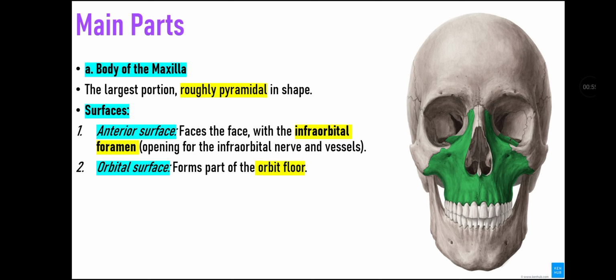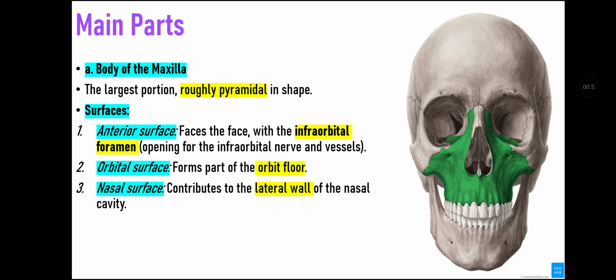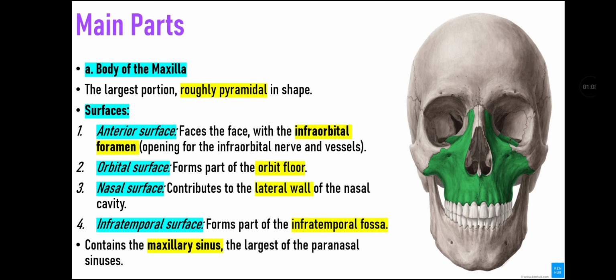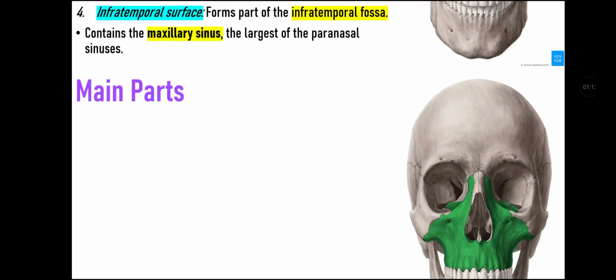Then it has the orbital surface that forms part of the orbital floor, and then it has the nasal surface that contributes to the lateral wall of the nasal cavity. Then it has the infratemporal surface that forms part of the infratemporal fossa. It contains the maxillary sinus, that is the largest of the paranasal sinuses.